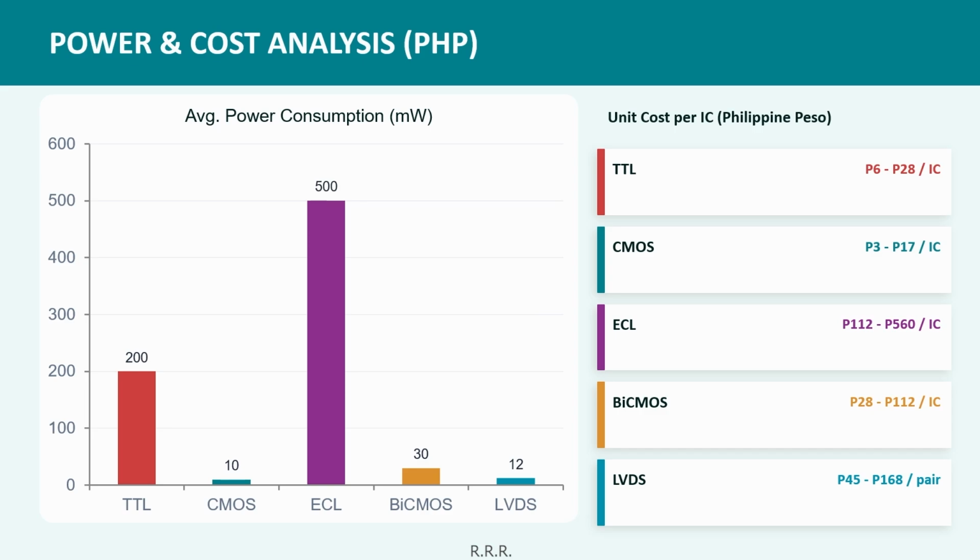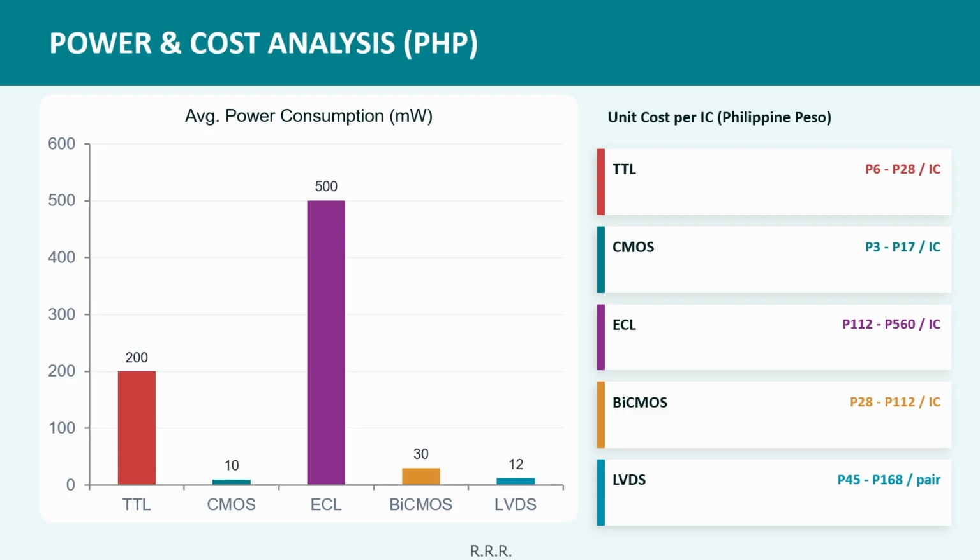Now look at CMOS, just 10 milliwatts. That is 20 times less power than TTL and 50 times less than ECL. Power consumption matters in a very direct way for battery-powered devices. The more power a logic family draws, the shorter the device's battery life. This chart makes the advantage of CMOS immediately visible.